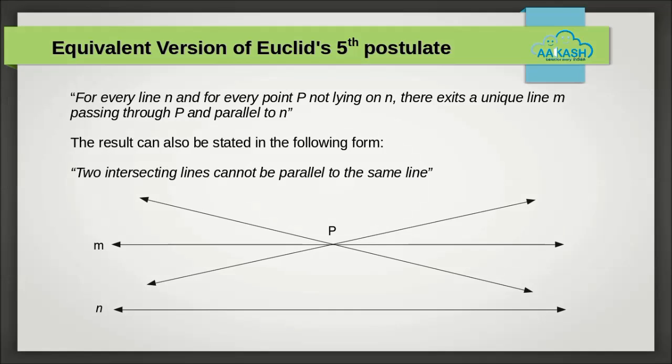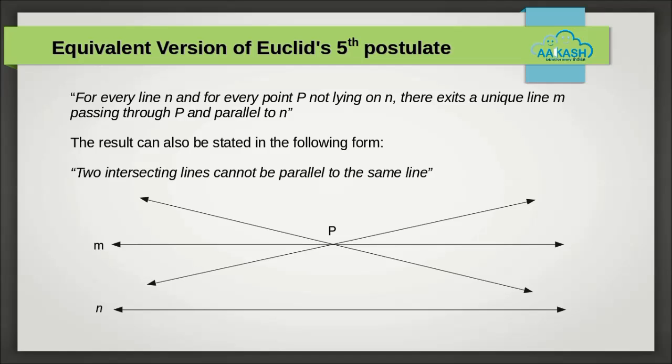Equivalent version of Euclid's fifth postulate. For every line n and for every point p not lying on n, there exists a unique line m passing through p and parallel to n. The result can also be stated in the following form. Two intersecting lines cannot be parallel to the same line. As you can see in the picture, the lines which intersect m at p are not parallel to line n.